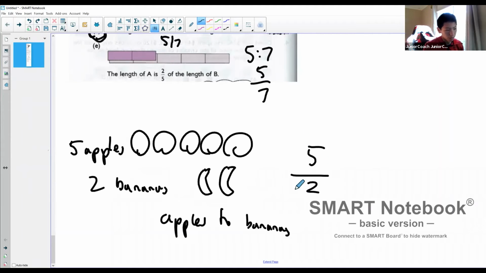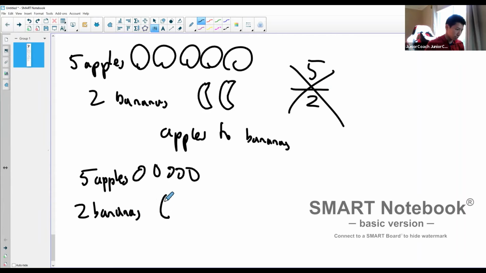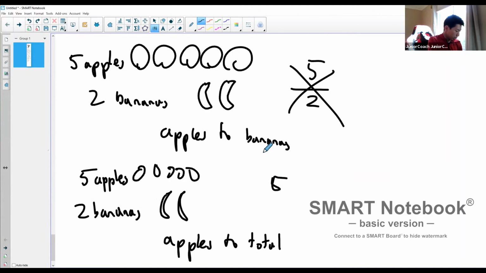Because this would be implying something that you can't really imply. However, if I told you that there were 5 apples and there were 2 bananas, same as the example above, and I was asking you apples to total, you could say 5 out of 7, because this question in reality is asking to express the number of apples to the total number, right? So we have 5 apples out of 7 fruits. You can't say 5 apples out of 2 bananas though, because apples aren't bananas.